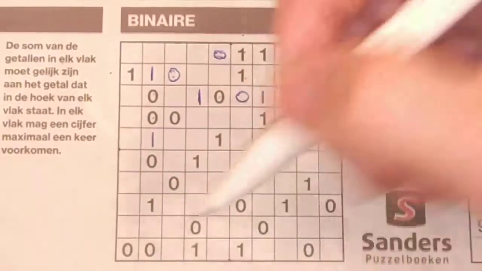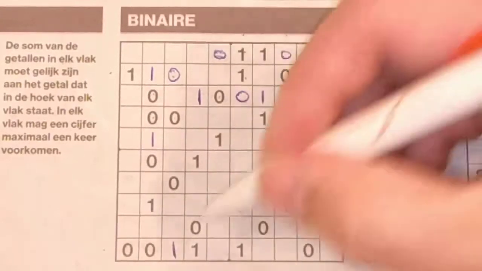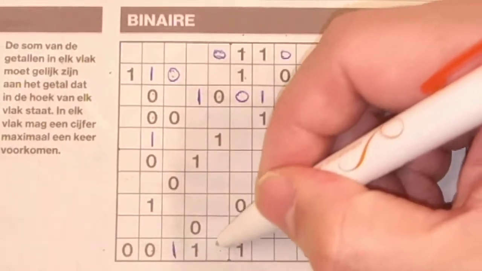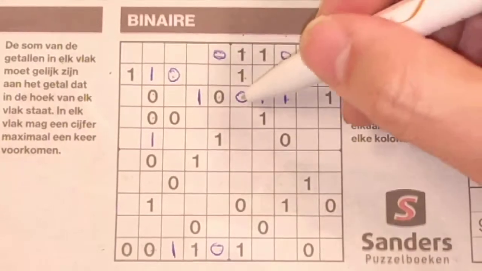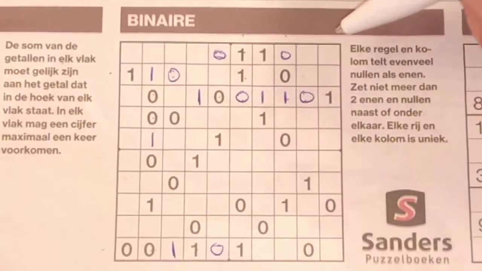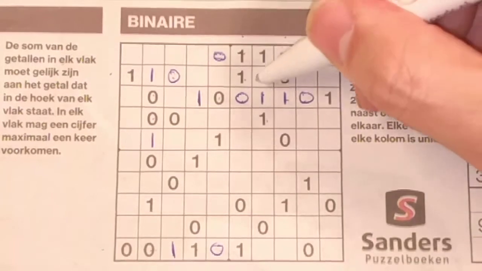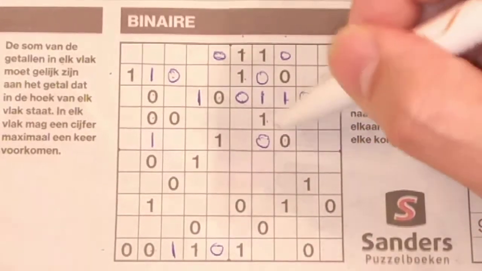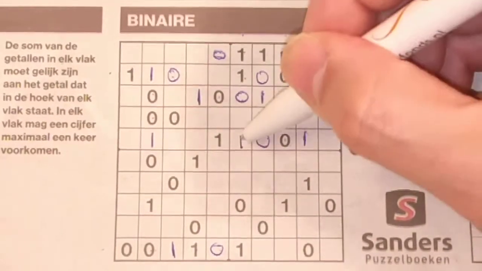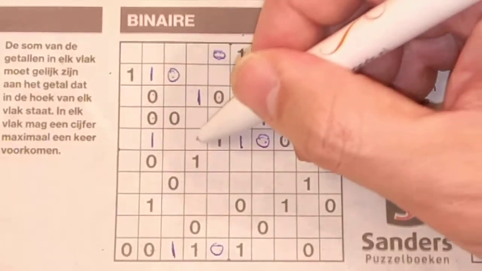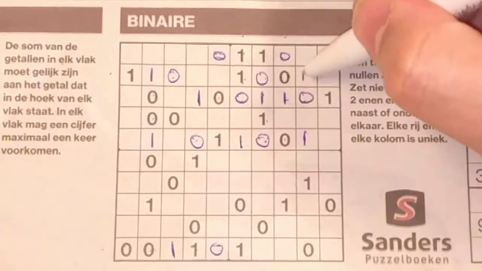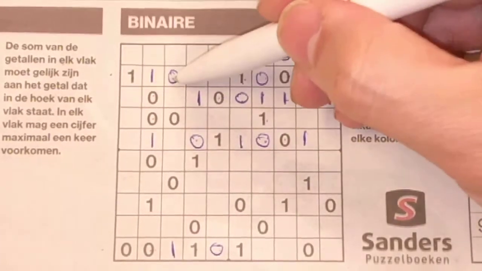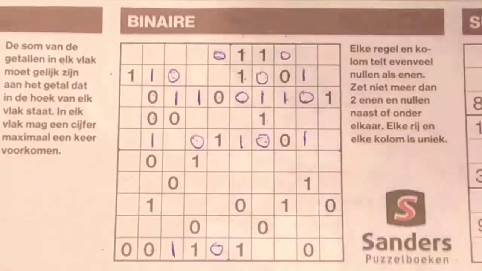Then a double O here, and 1, then 1. A double 1 here, and O, then O. Double 1 here, and O, then O. A double O here, and 1, then 1. Between two O's comes a 1.